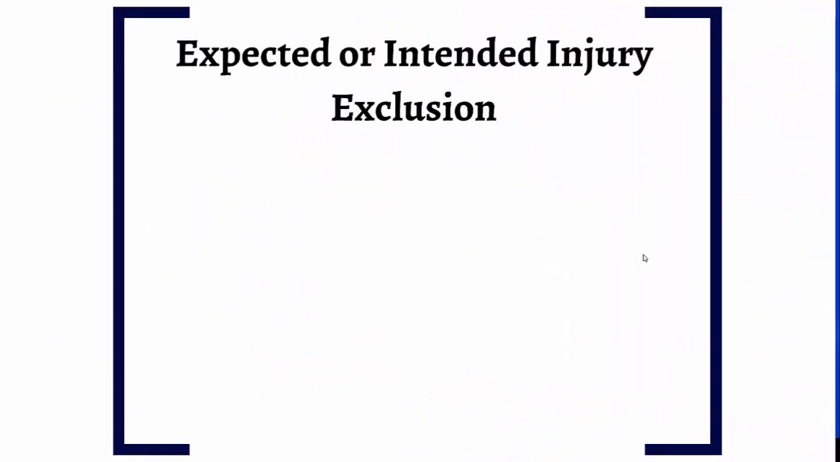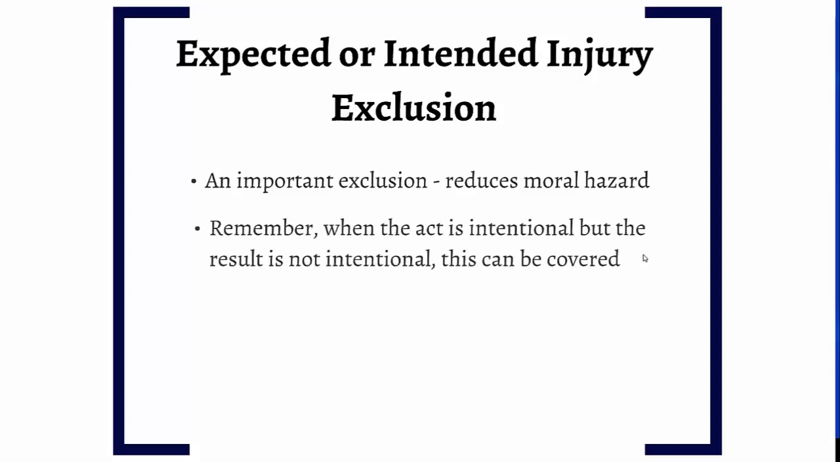First, expected or intended injury. This is a really important exclusion for the insurance company because it substantially reduces moral hazard. In other words, insureds intentionally causing a loss for the purpose of collecting on insurance. Remember though, when the act is intentional but the result is not intentional, the loss can be covered.